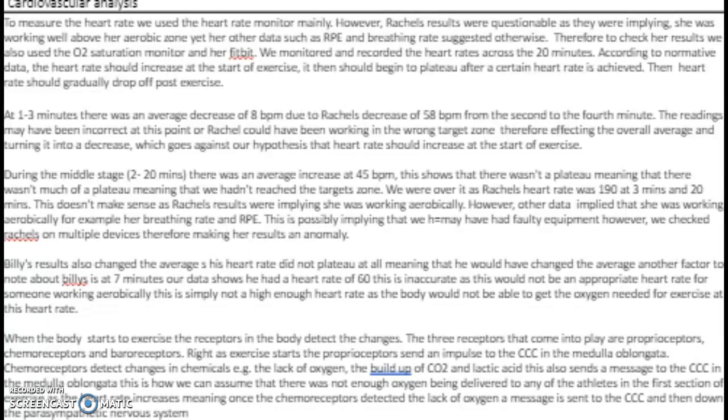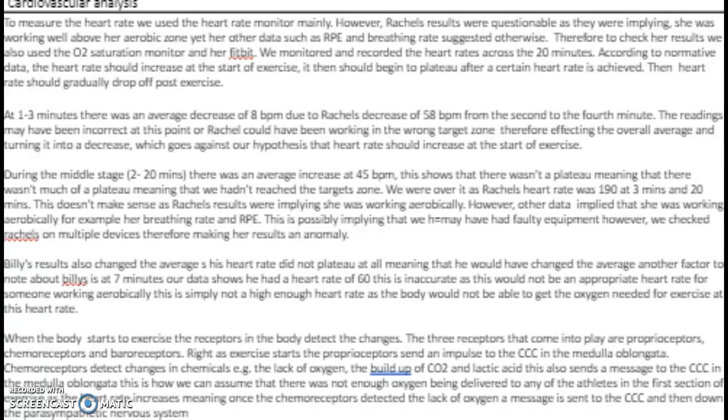During the middle stage, between the 2nd and 20th minute, there was an average increase of about 45 beats per minute. This shows that there wasn't a plateau, meaning that we hadn't reached a target zone. We were over it, as Rachel's heart rate was at 190 at 3 minutes and 20 minutes. This does not make sense, as Rachel's results were implying she was working aerobically. However, other data implied that she was working aerobically for her breathing rate and RPE. This is possibly implying that we had faulty equipment. However, we did check Rachel's on multiple devices, therefore her results are an anomaly.